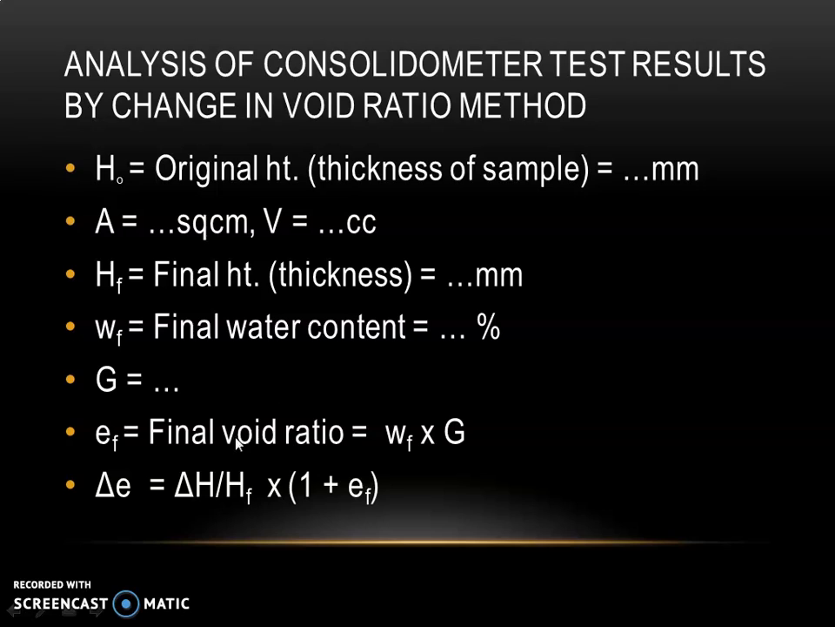We already know the equation, that is ES is equal to W into G. If S is 100%, we can write the equation for E as WF into G. And delta E is equal to delta H, that is change in height of the sample, divided by final height, that is HF, into 1 plus EF. EF is the final void ratio.